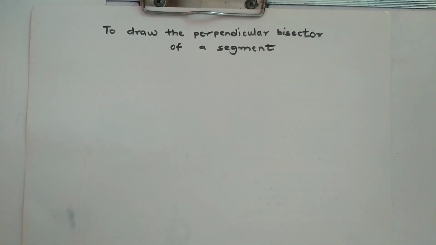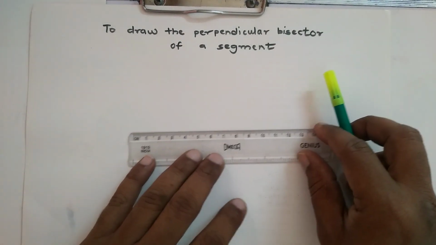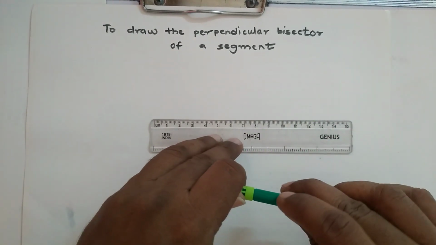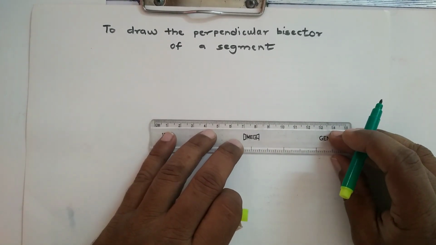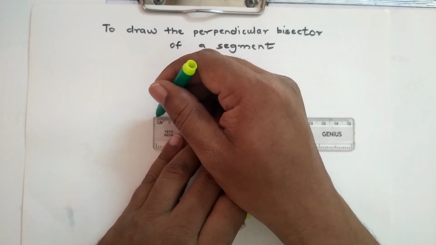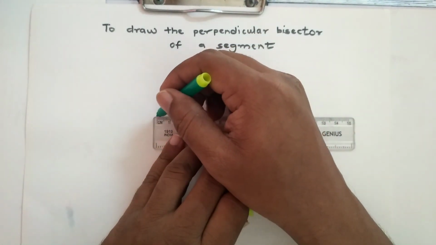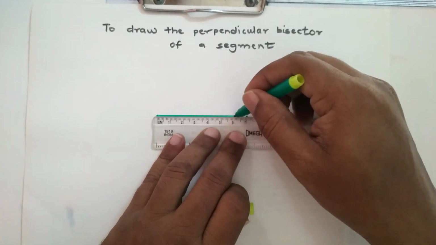Hello students, today we are going to learn the basic construction, the perpendicular bisector of a segment. So we will see how to draw the perpendicular bisector of a segment. First of all, you should draw the segment of given length. Here I am going to draw a segment of length 7 cm and then I will bisect the segment. So first of all, you should draw the segment of length 7 cm.